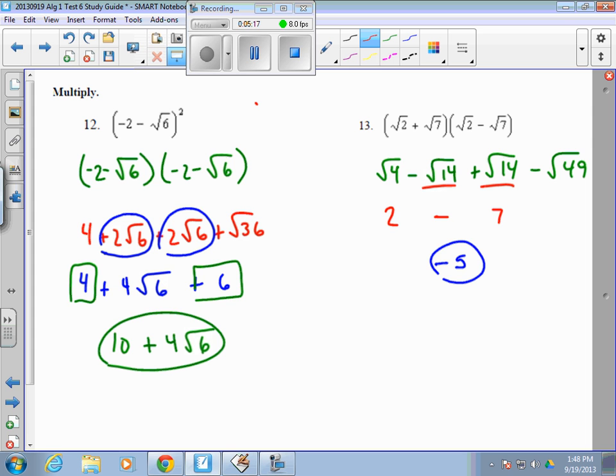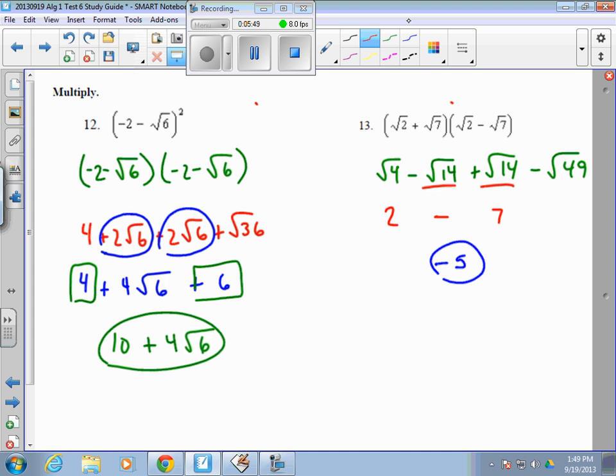We FOIL it out. The square root of 2 times the square root of 2 is the square root of 4. Square root of 2 times the negative square root of 7 is negative square root of 14. Positive square root of 7 times square root of 2 is positive square root of 14. And then the square root of 7 times the negative square root of 7.